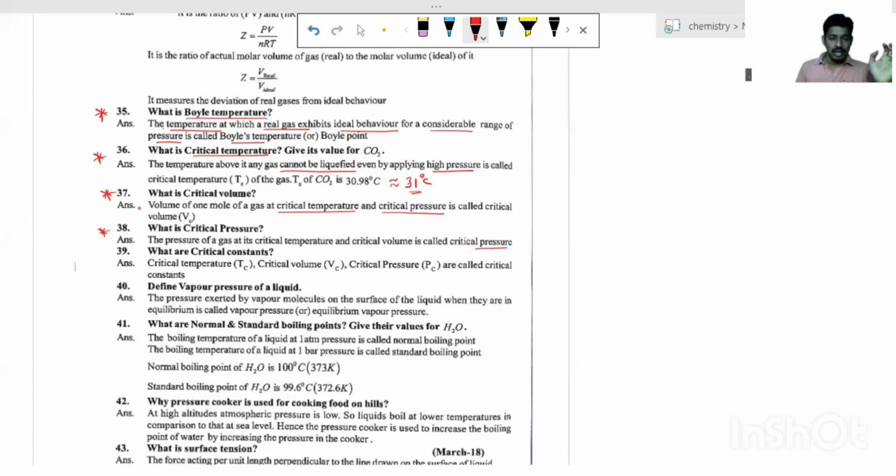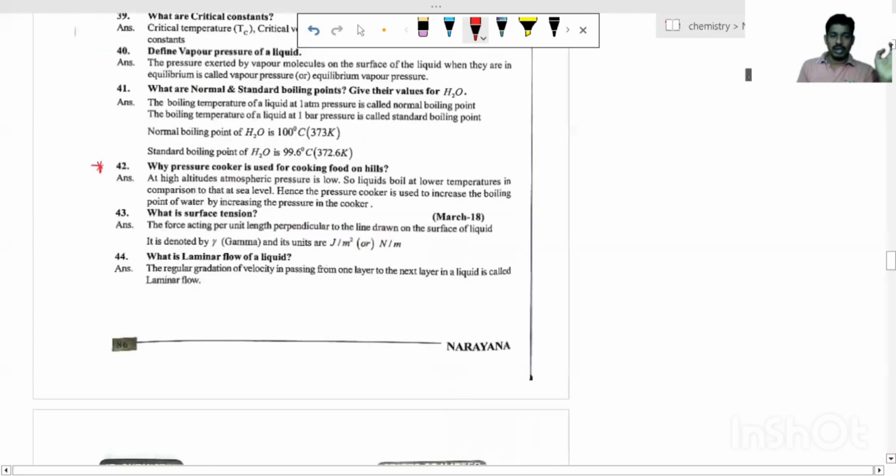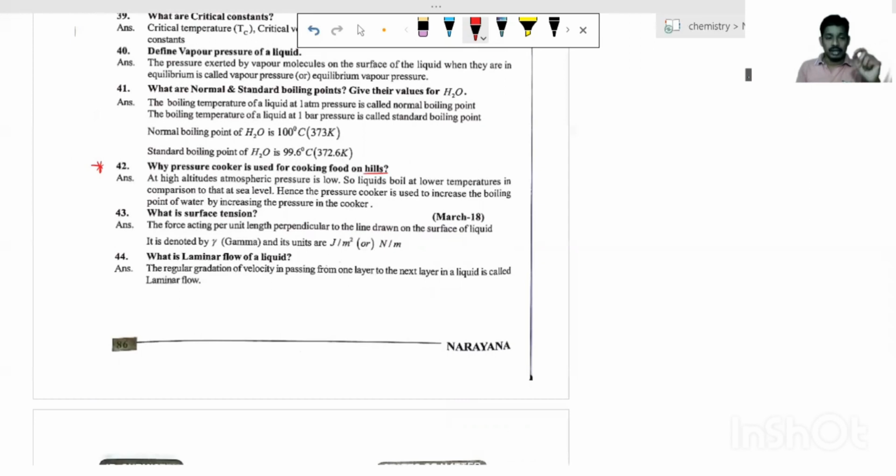Next, let us see the 42nd one. Why is a pressure cooker used for cooking food on hills? At high altitudes, atmospheric pressure is low. So liquids boil at a lower temperature in comparison to that at sea level. Hence, a pressure cooker is used to increase the boiling point of water by increasing the pressure in the cooker.